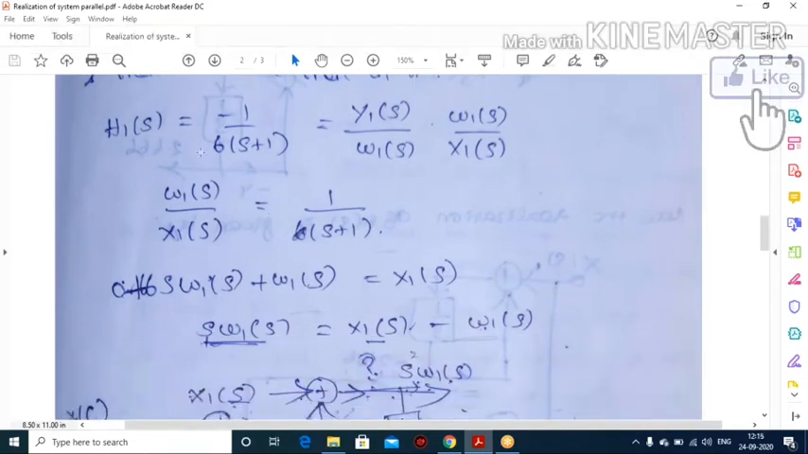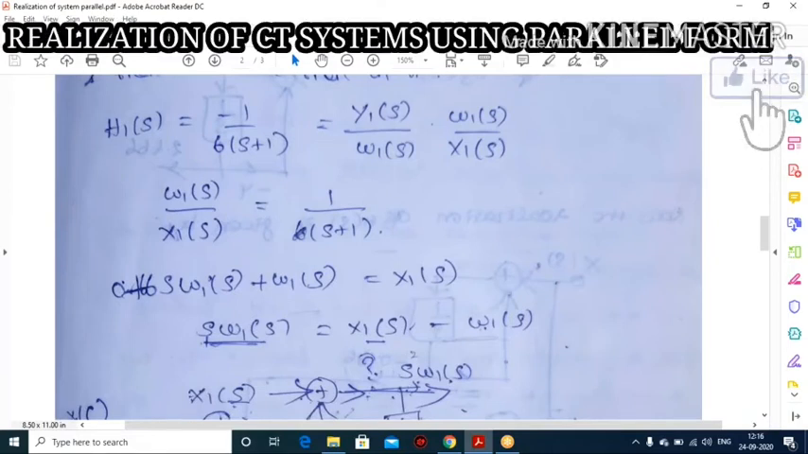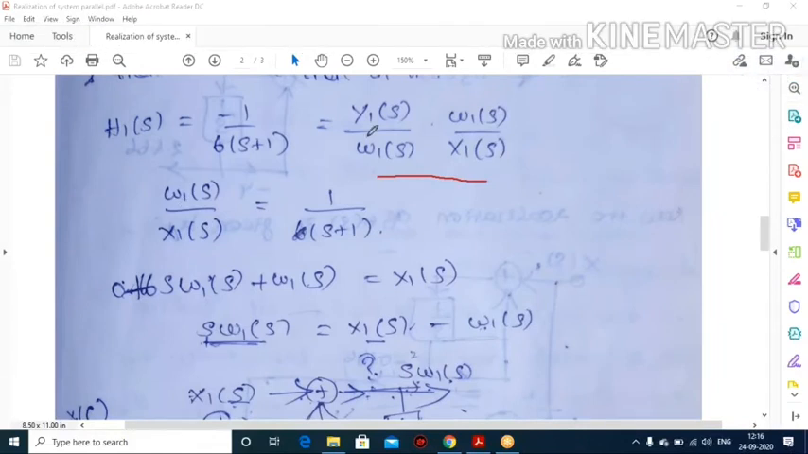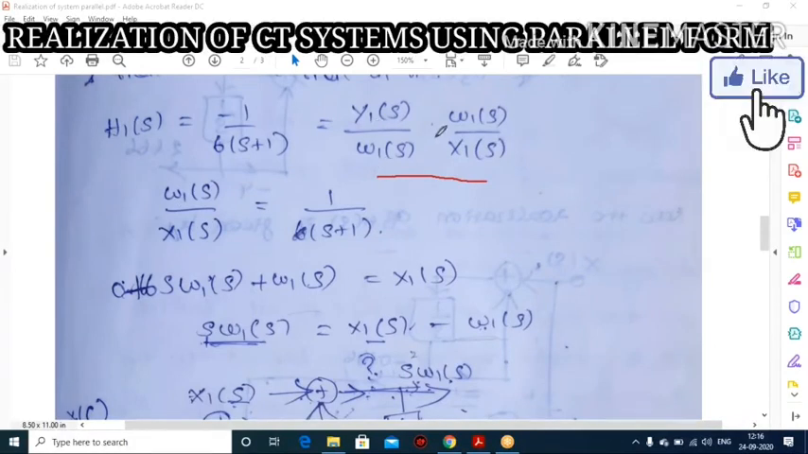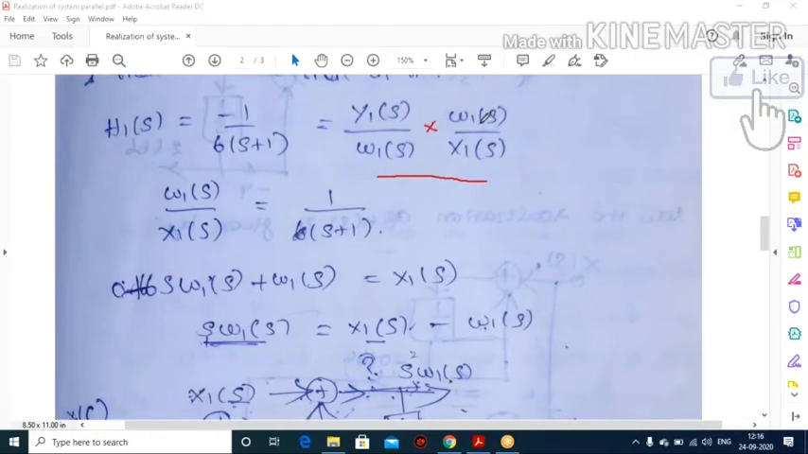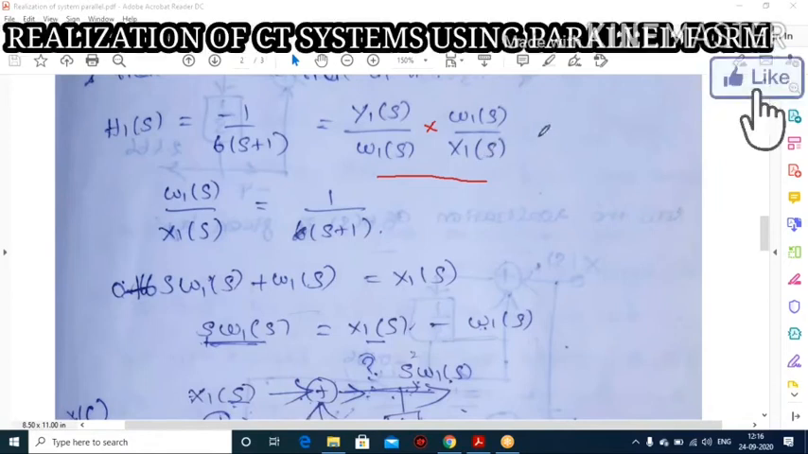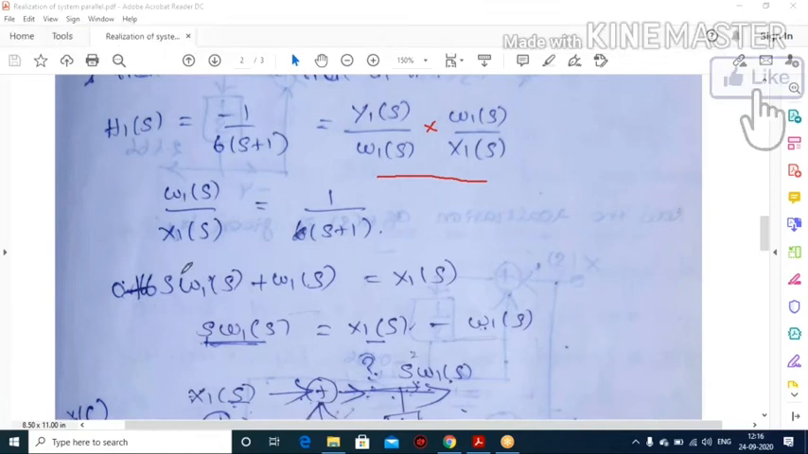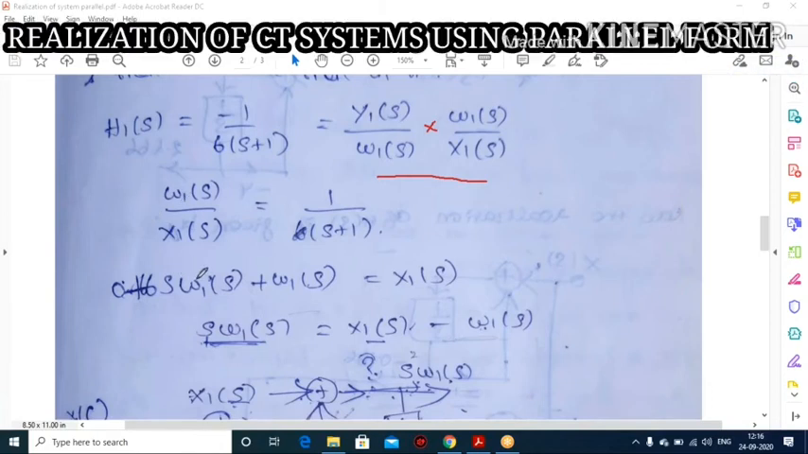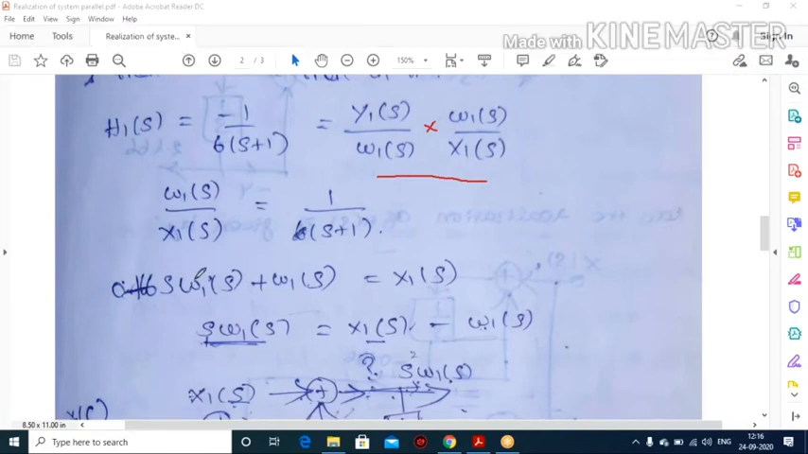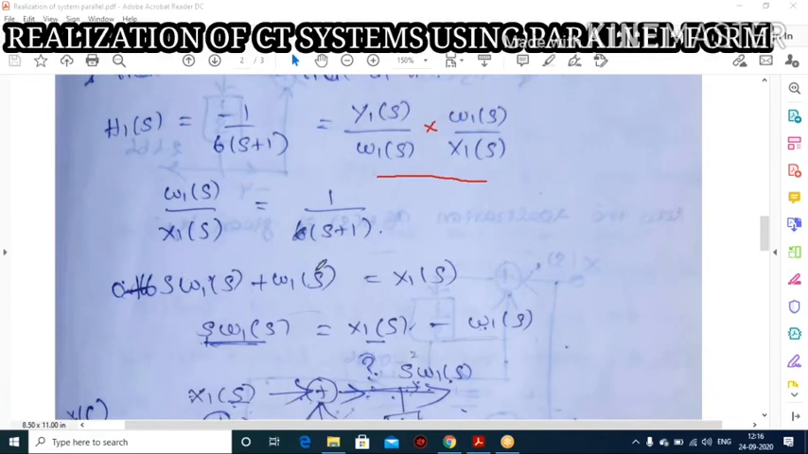Okay, so now this term can be written like this, isn't it? So H1 of S can be written like this: Y1 of S divided by W1 of S into W1 of S divided by X1 of S. You know that by using the direct form 2 method, right? Carefully listen. This method is applicable for series functions also. Both are same now.